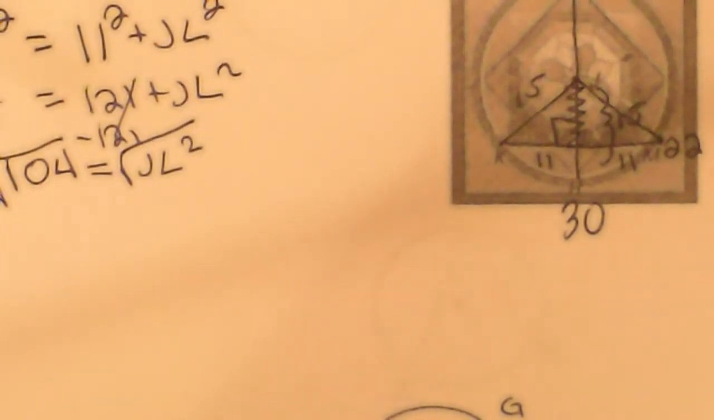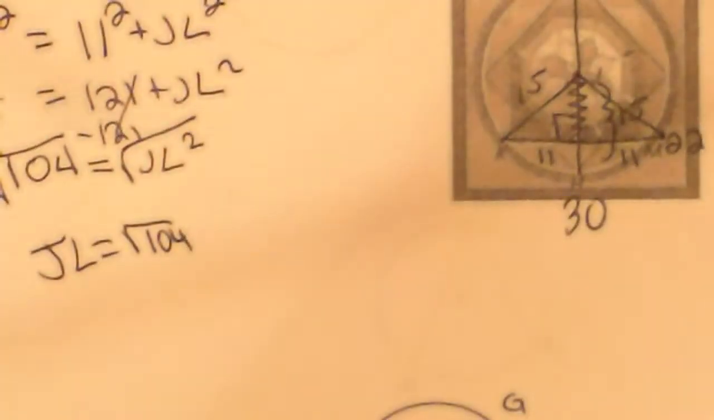It didn't tell us how much to round it by, so you can just say JL is the square root of 104. Or, oh, I can use my phone. Or you can put it in your calculator. Square root of 104. Oh, there we go. It is equal to 10 point, we'll say 2. Got it?